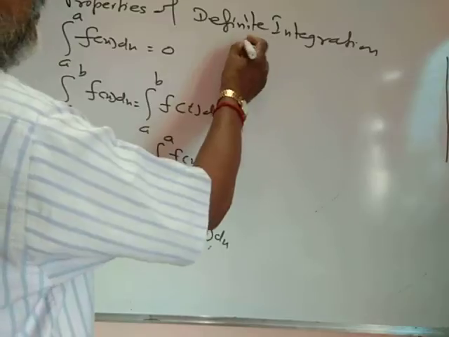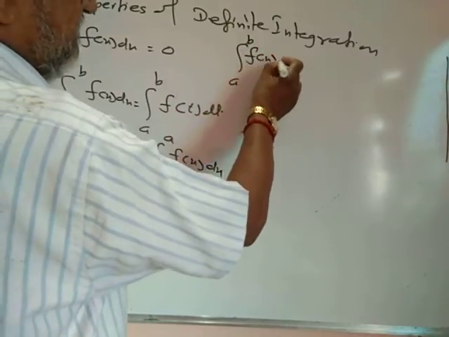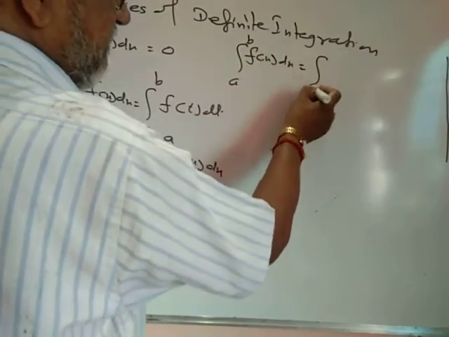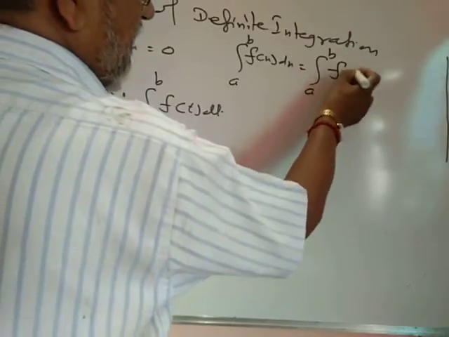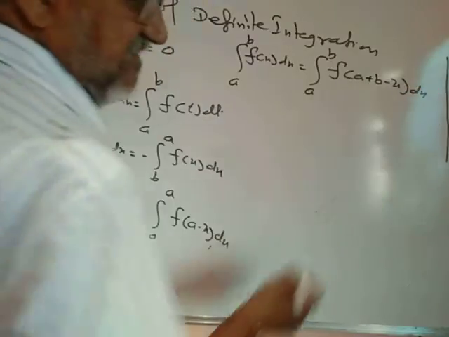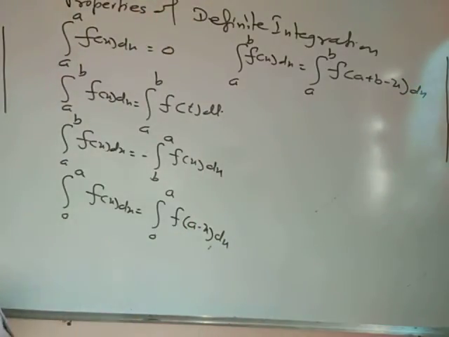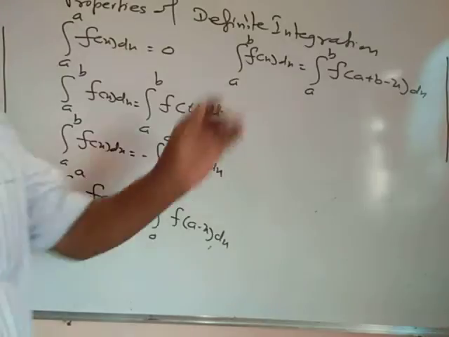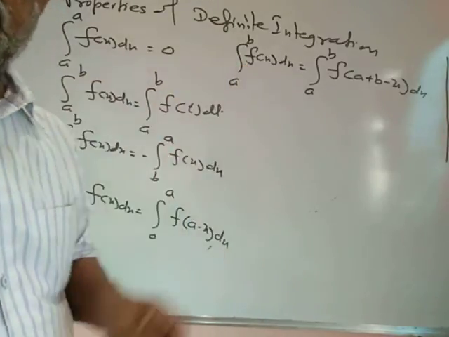Integral from a to b of f(x) dx is equal to integral from a to b of f(a plus b minus x) dx. This property is also very useful in solving the problem.